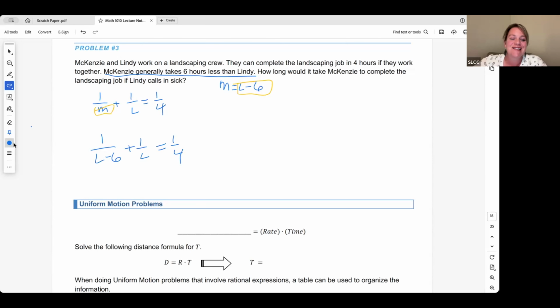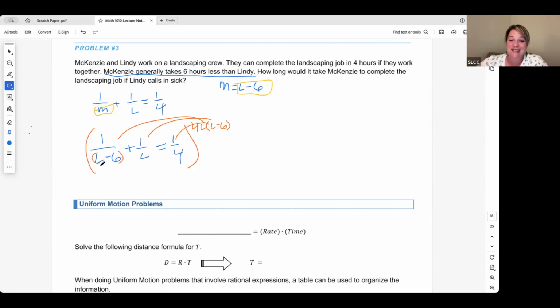Same thing, let's find the LCD and clear those fractions and solve for L. Notice L minus 6 is that binomial piece, so I need it and L and 4 for the LCD. So 4L times L minus 6 is that lowest common denominator. I can multiply each of the pieces and see what I get left.